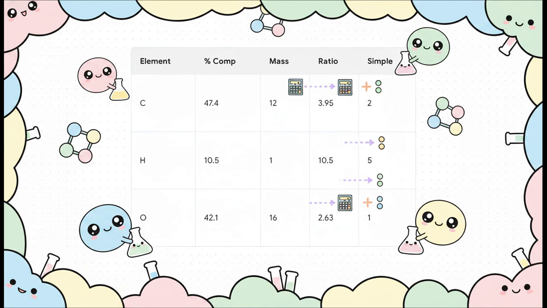Now let's talk about Section B. Here is the mandatory 5-column table template for calculating empirical formulas. As an examiner, if I open your paper and see this exact table, you are instantly on track for full marks. Your columns must be element, percentage composition, atomic mass, atomic ratio, and simplest whole number ratio. It's a straightforward process. You divide the percentage by the atomic mass to get your atomic ratio. Then you divide all those answers by the smallest atomic ratio you got, which gives you your simple ratio.